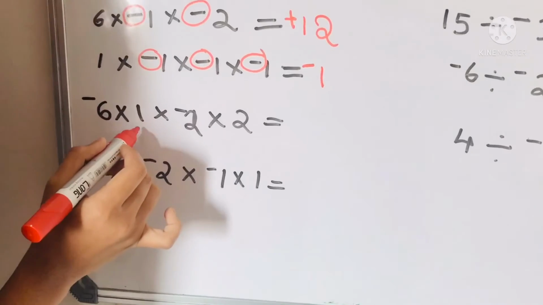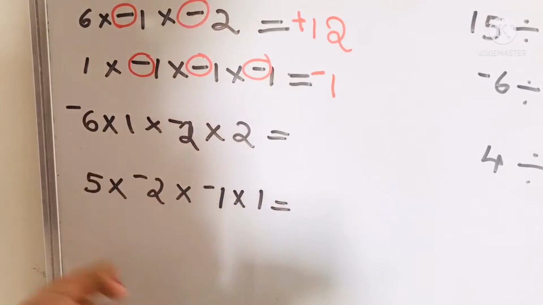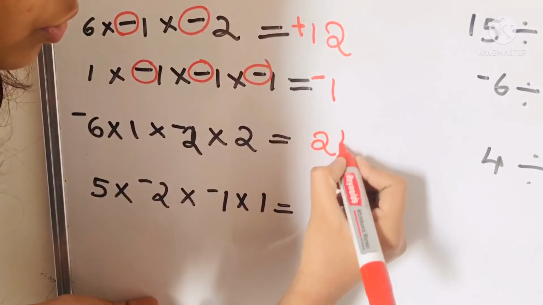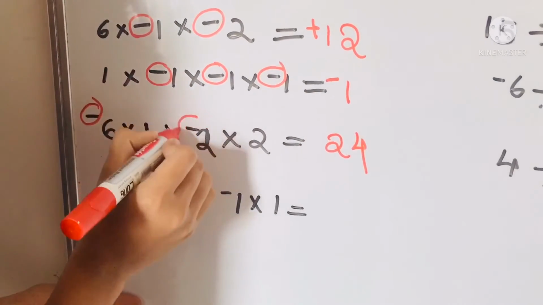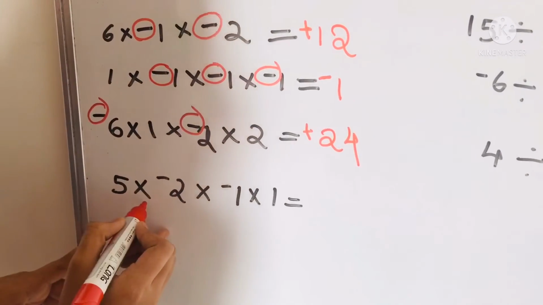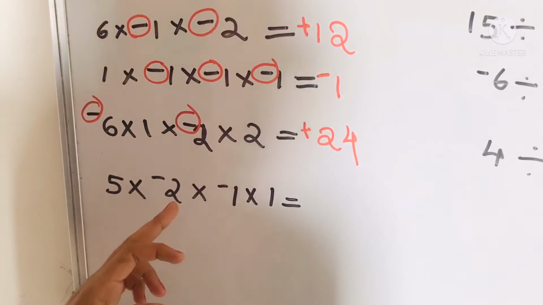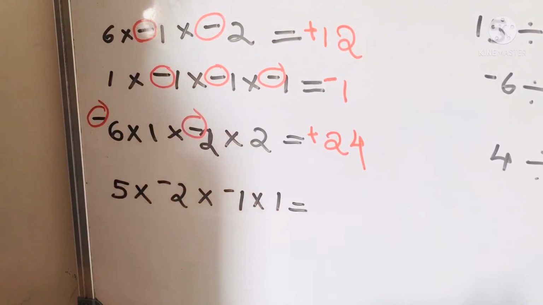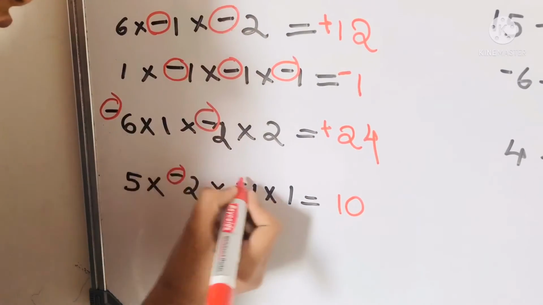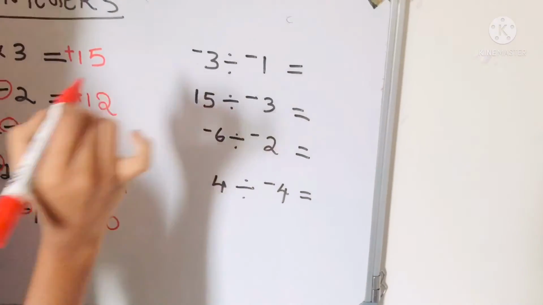Minus 6 into 1 into minus 2 into 2. Here first multiply 6 into 1, that is 6 only. 6 into 2 is 12, 12 into 2 is 24. The number of negatives is 1, 2, an even number, so we put plus here. Next: 5 into minus 2 into minus 1 into 1. 5 into 2 is 10, and 1 into 1 is just 1, so 10 only. The number of minus signs is 1, 2, again even, so plus here, and we get the answer as plus 10.